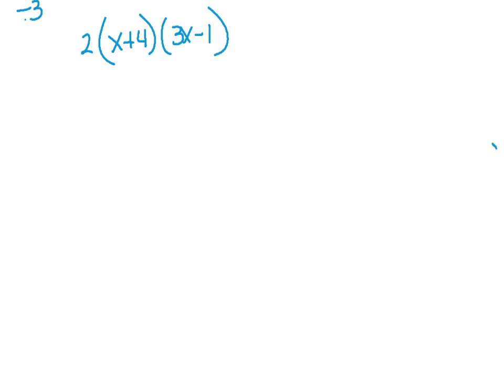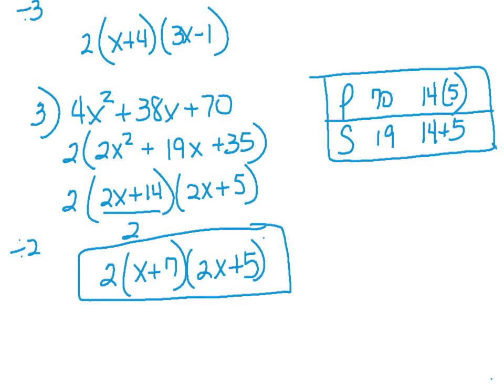Try number 3 on your own. 4x squared plus 38x plus 70. Don't forget to look for a GCF first, and then you will use the make a mistake strategy. Hit pause, work this problem out, and then check your answer. Okay, the factored form for this trinomial is 2 times x plus 7 times 2x plus 5.